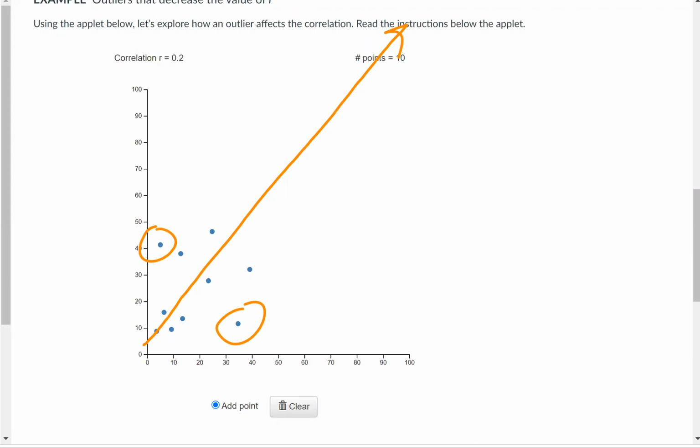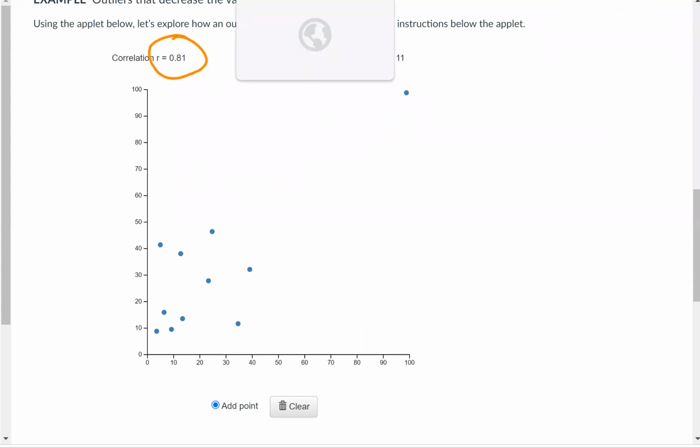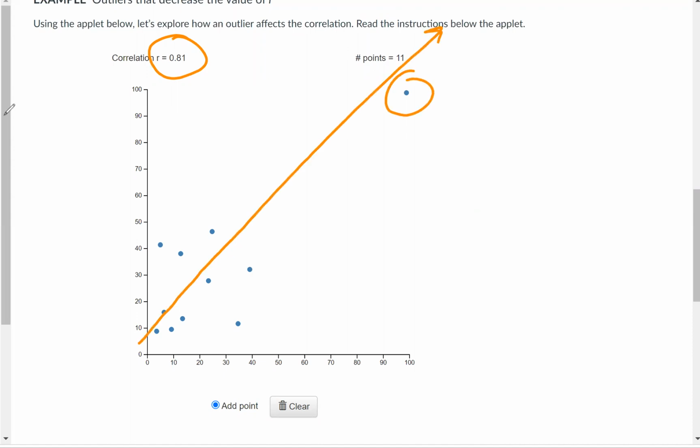Then they wanted us to click on one more data point that's still on that line that we drew. Something like that. So notice it was 0.2, right, the r value. Now that I've put one more point that's really far away, but still kind of lines up on the line I had created, the r all of a sudden became a lot stronger.